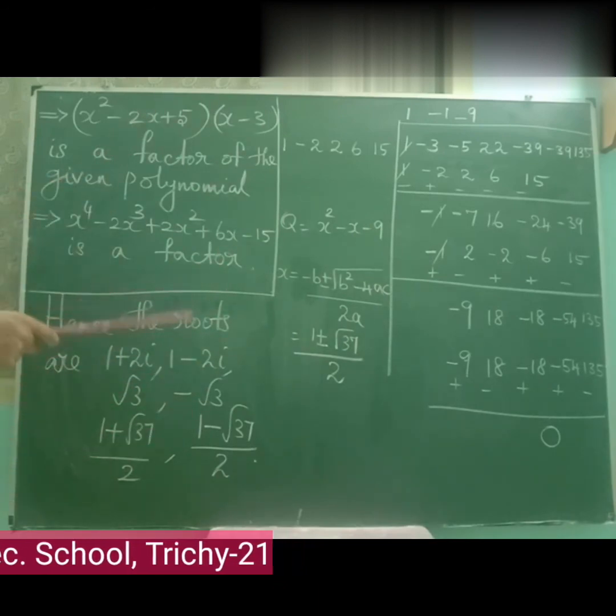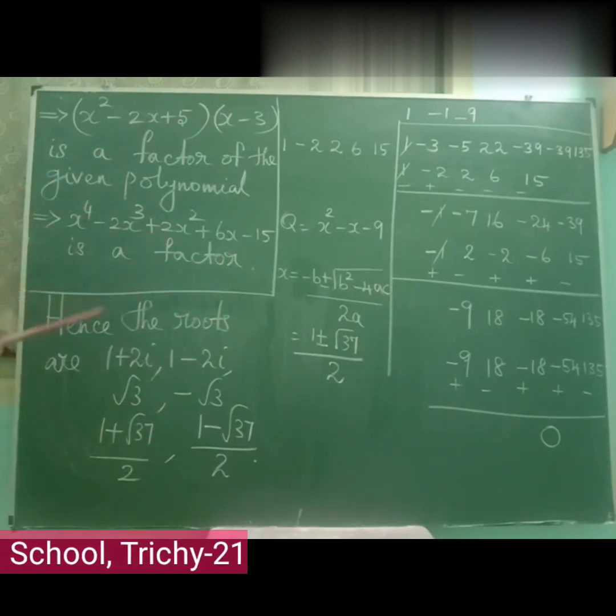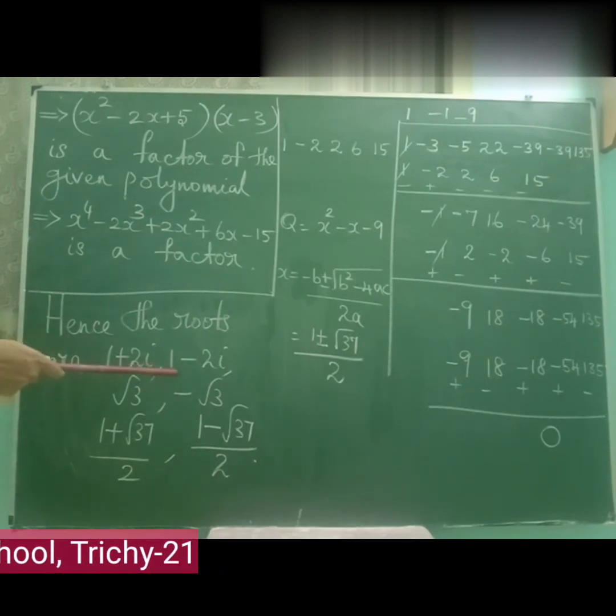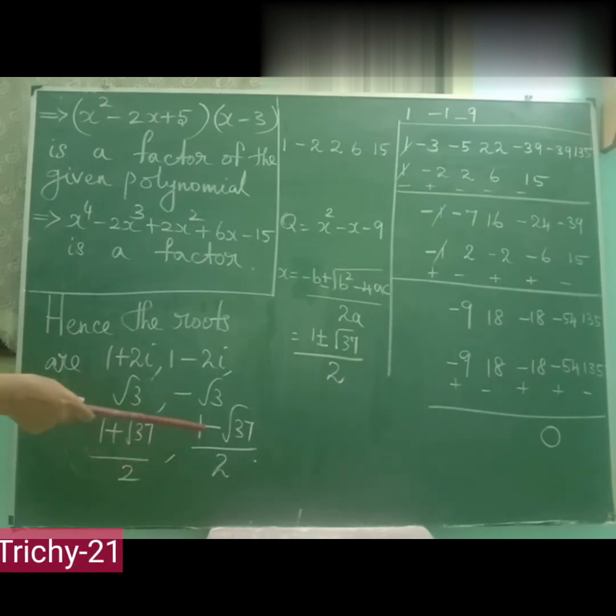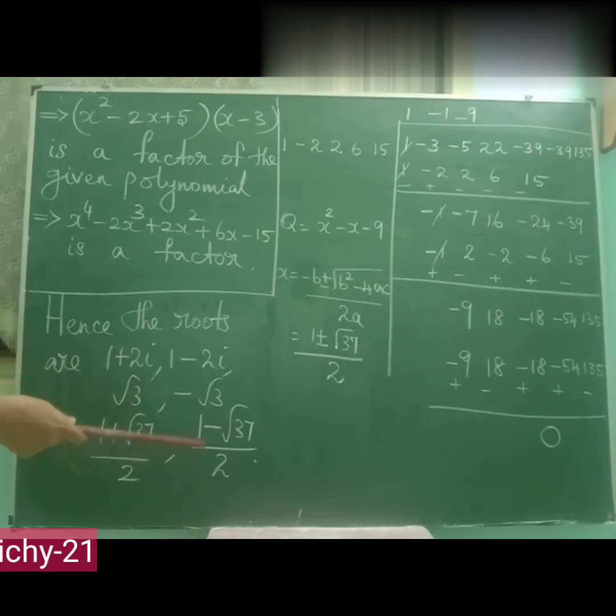Hence, the zeros of the given polynomial are 1 plus 2i, 1 minus 2i, root 3, minus root 3, 1 plus root 37 by 2 and 1 minus root 37 by 2. Like this we can find the zeros of the given polynomial.